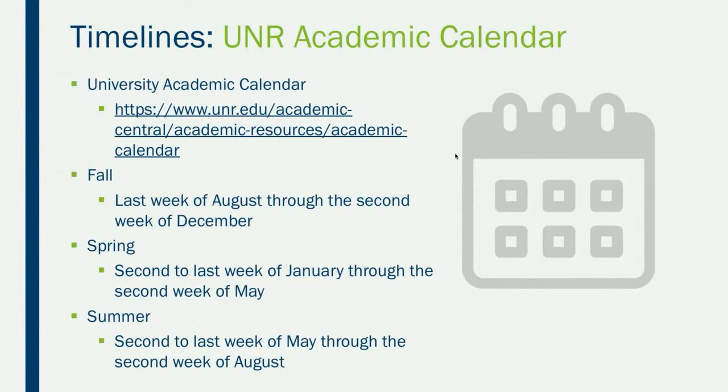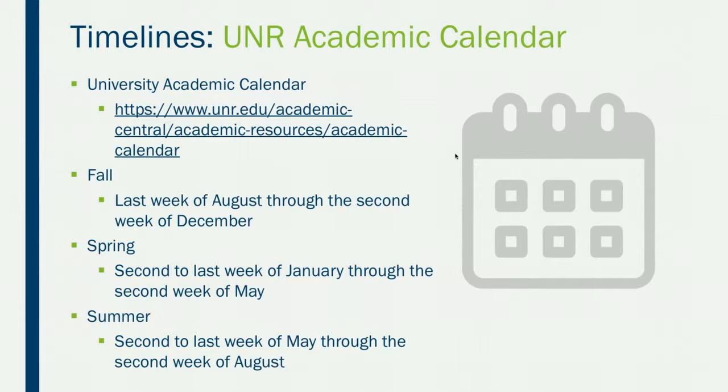Now that we've gone through all the ways in which you can solicit an intern: 1, offers; 2, through advertisements; or 3, by passively approving an internship, let's talk about timelines. The UNR academic calendar: where can you find that online? You can go to this URL right here. That way you can find hard dates in terms of beginning of semesters, midterms, holidays, end of semesters, all of that. But in general, here's a good timeline for each semester.